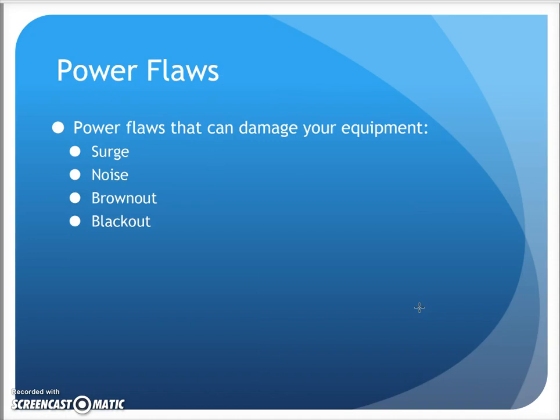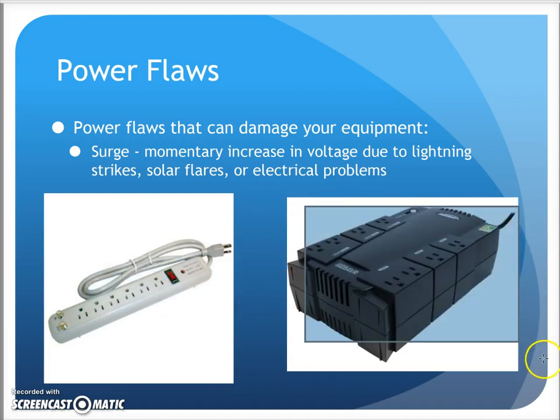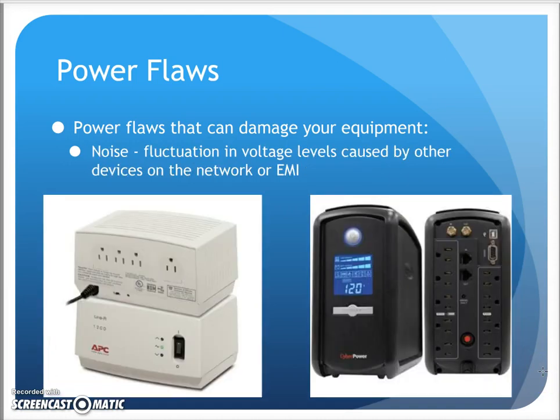So that leads us to some of our power flaws: surge, noise, brownout, blackout. Surges are the momentary increase in voltage: lightning strikes, solar flares, electrical problems. Things like a surge protector are designed to stop that and get rid of it, or something like this guy here that actually has a battery in it is designed to get rid of that surge and not have that harm something. Noise is fluctuation in voltage levels caused by things like EMI or other network interference. Things like this, again, are designed to filter that out. Sometimes you actually have that on the back of these UPS units too. There's actually filtering options. It's going to level this out and try to get rid of some of that noise for you.